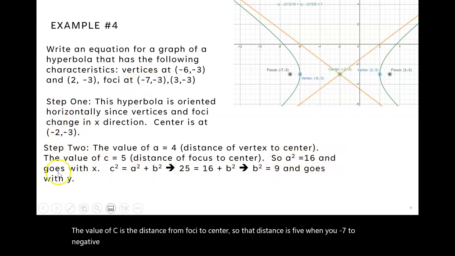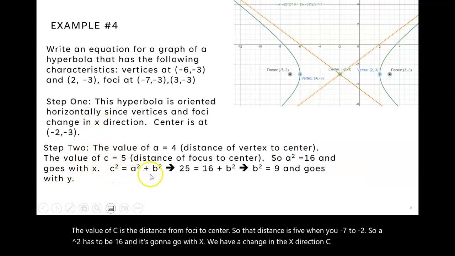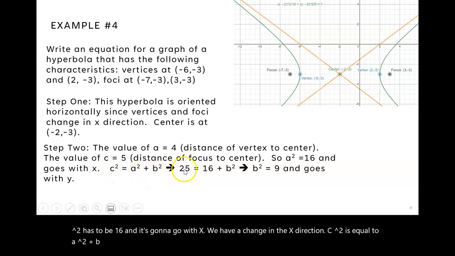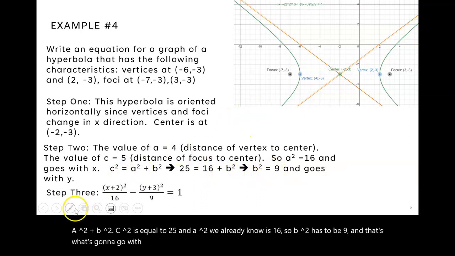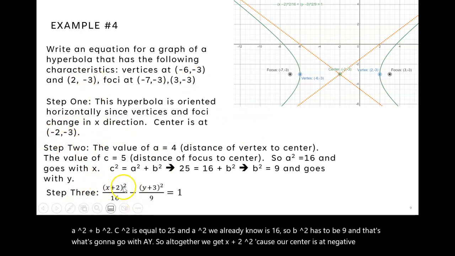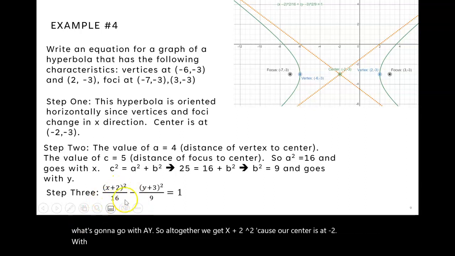So A squared has to be 16, and it's going to go with x. We have a change in the x direction. C squared is equal to A squared plus B squared. C squared is equal to 25, and A squared we already know is 16. So B squared has to be 9, and that's what's going to go with the y. So all together, we get x plus 2 squared, because our center is at negative 2 with our x coordinate, over 16. So A squared is 16. It always goes out front. Minus y plus 3 squared over 9 is equal to 1.